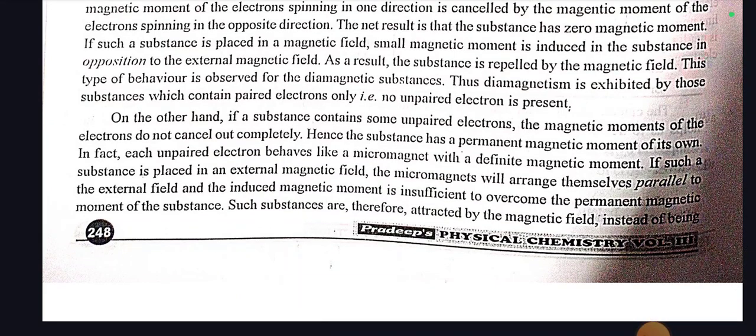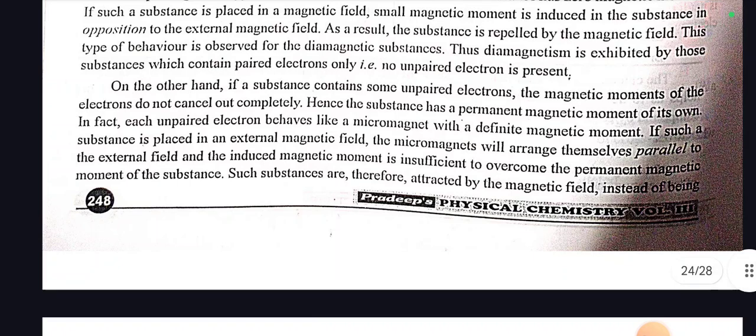If such a substance is placed in a magnetic field, a small magnetic moment is induced in the substance in opposition to the external magnetic field. As a result, the substance is repelled by the magnetic field. This type of behavior is observed for diamagnetic substances. Thus, diamagnetism is exhibited by those substances which contain paired electrons only, with no unpaired electron present.